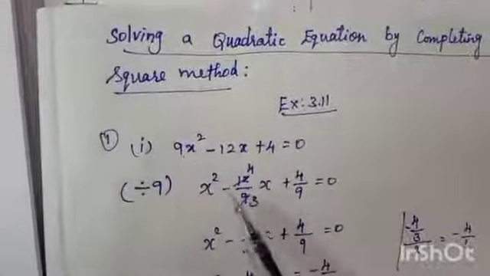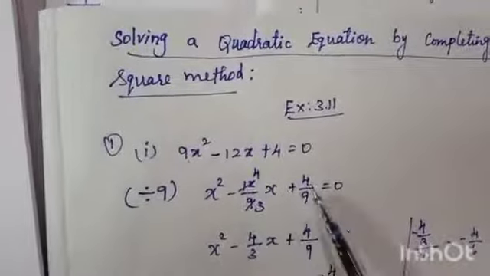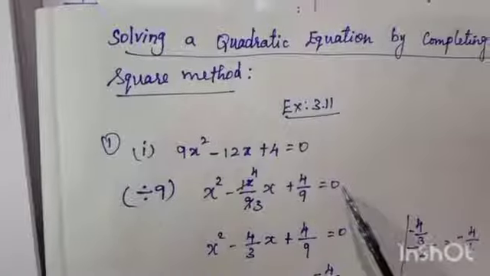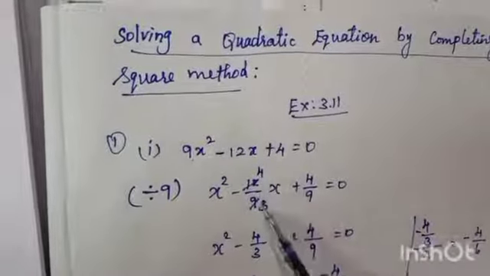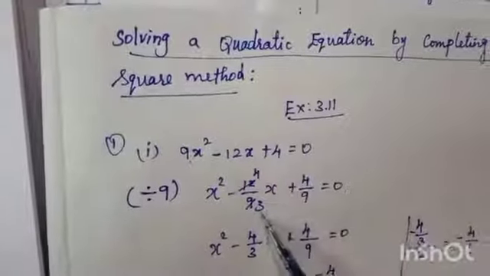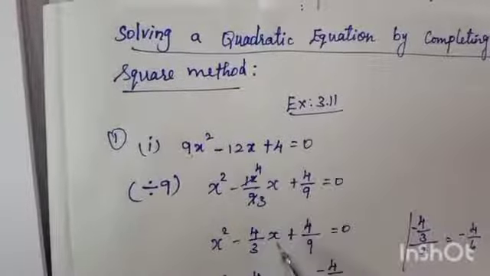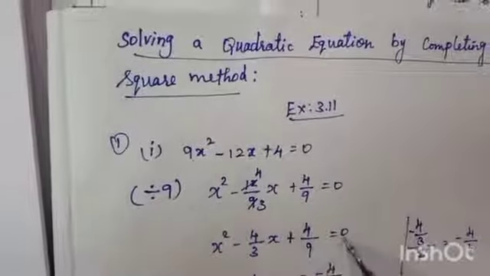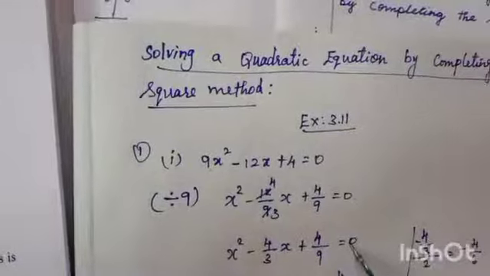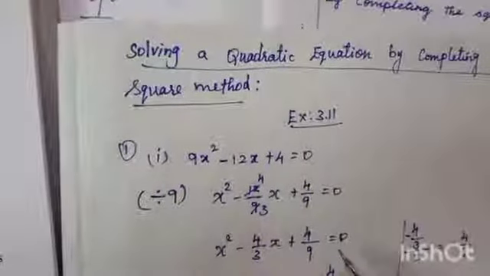Dividing by 9, we get x² - 12/9 x + 4/9 = 0. Cancelling is possible, so you have to cancel. In the 3 times table, 4 times 3 and 3 times 3. Now we have x² - 4/3 x + 4/9 = 0. First step completed. Second, shift the constant term to the right hand side.